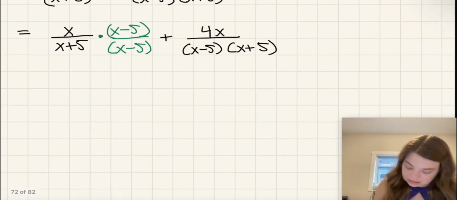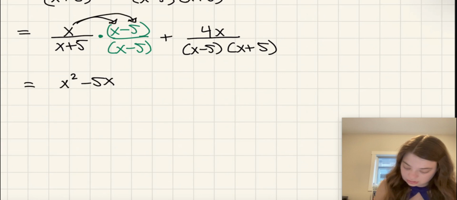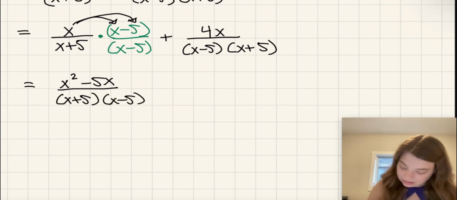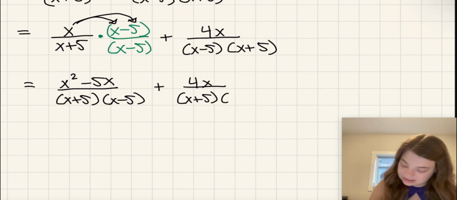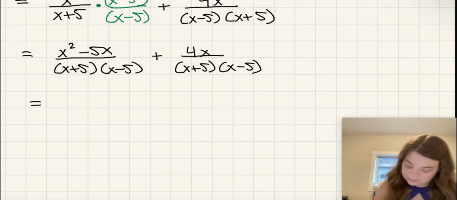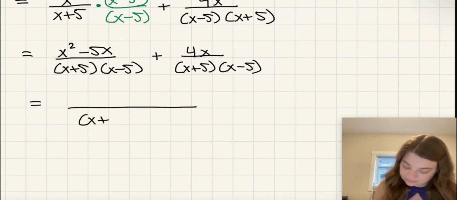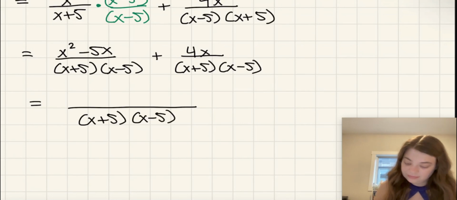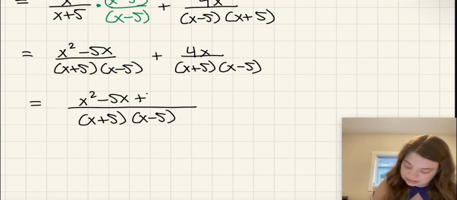And then that is equal to x squared minus 5x, if we multiply the x through, over x plus 5 times x minus 5, and then plus 4x over x plus 5 times x minus 5. So now we have both denominators the same. So in the next step, we can combine these fractions into one big fraction with a denominator of x plus 5 times x minus 5. And then in the numerator, we just add them. So x squared minus 5x plus 4x.